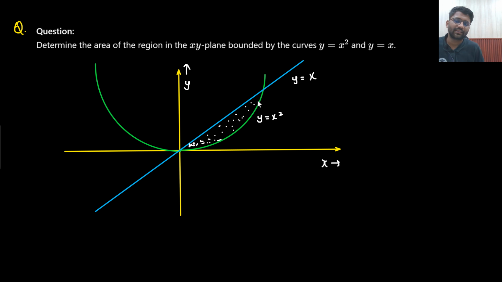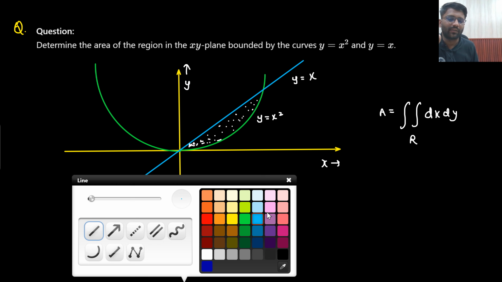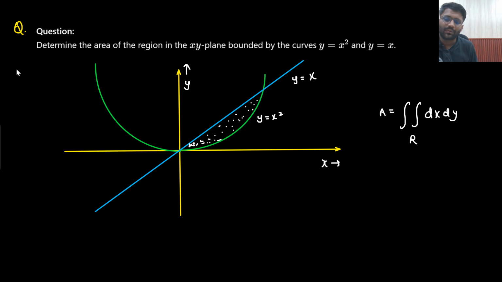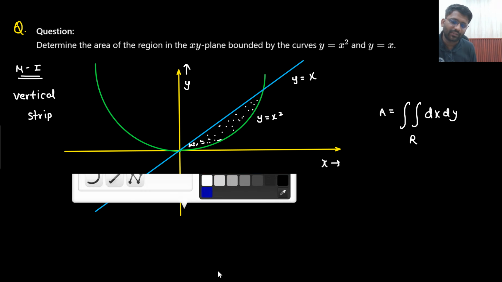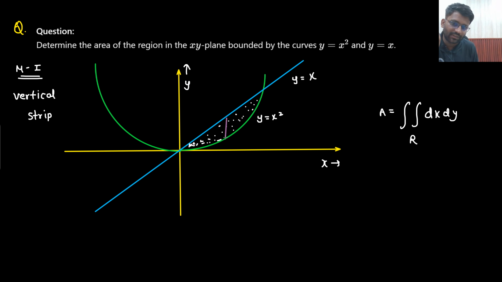We are moving in the direction of x and y. So what will I write down? The area would be double integral dx dy in the region R. So can I take the region R? What I will do is take method 1, vertical strip. So when I take the vertical strip, this is how I will take it. If I move the strip from the bottom, right from here till this point, take the strip here as well.